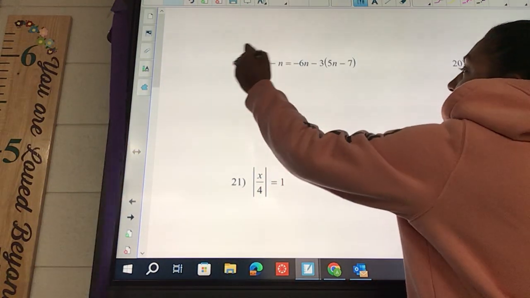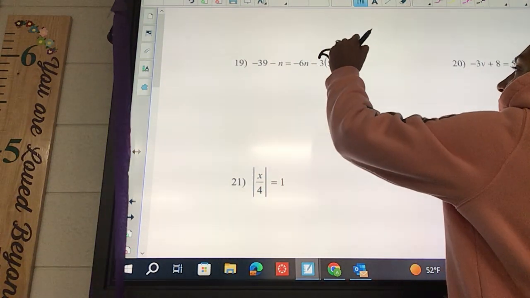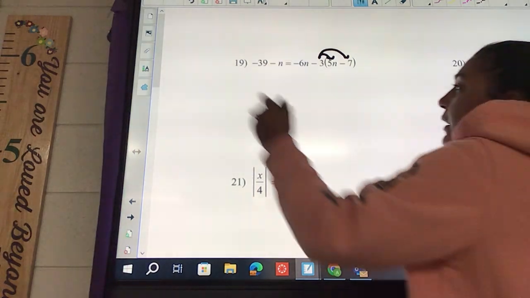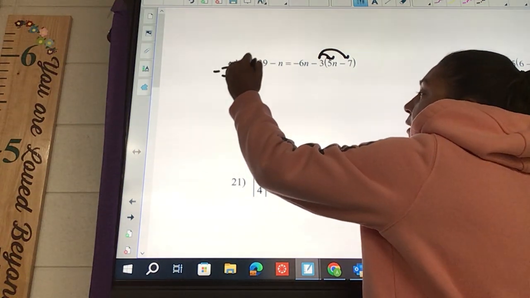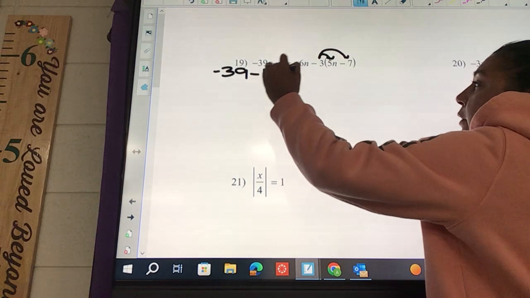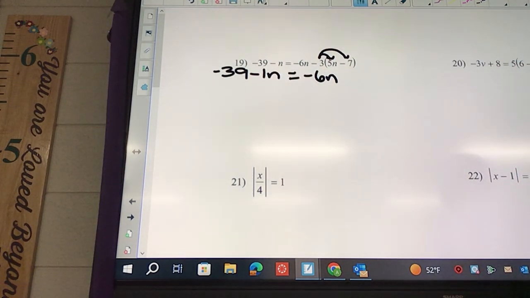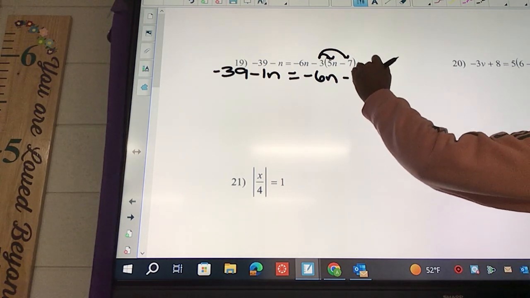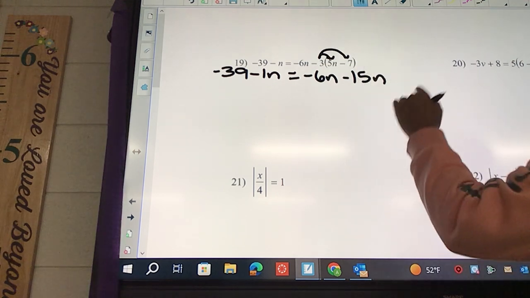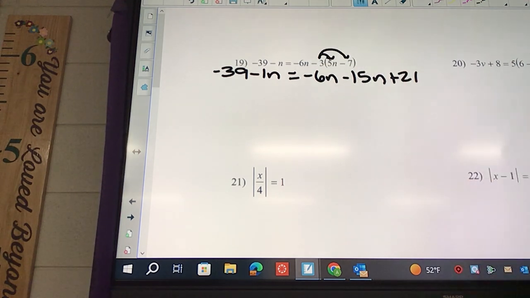He said distribute. So anytime you have parentheses, that always gotta get done first. So we're gonna have negative 39 minus, and I'm gonna put a 1 in front of that n, equals negative 6n. Okay, and so now we're gonna say negative 3 times 5 is gonna be negative 15n. Negative 3 times negative 7 is a positive 21.